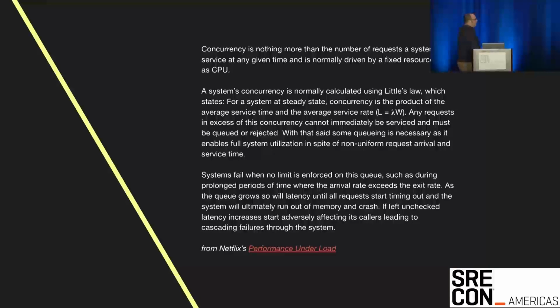I want to lean on Netflix here for a second, and I'm going to read this whole thing. It's really useful because it touches all these core concepts. According to Netflix, concurrency is nothing more than the number of requests a system can service at any given time and is normally driven by a fixed resource, such as CPU. That's in our model, where we identified a bunch of shared contentious resources. A system's concurrency is normally calculated using Little's law, which states that for a system at a steady state, concurrency is the product of the average service time and the average service rate. So our incoming requests and our outgoing processing time. Any request in excess of this concurrency cannot immediately be serviced and must be queued or rejected.